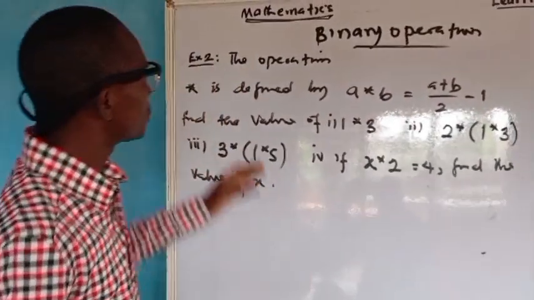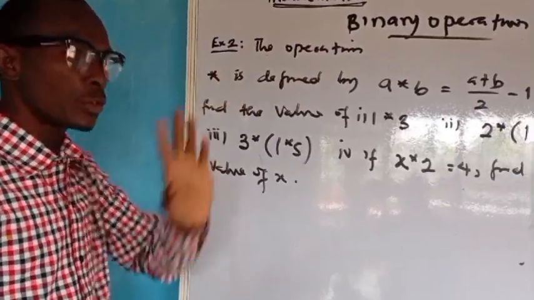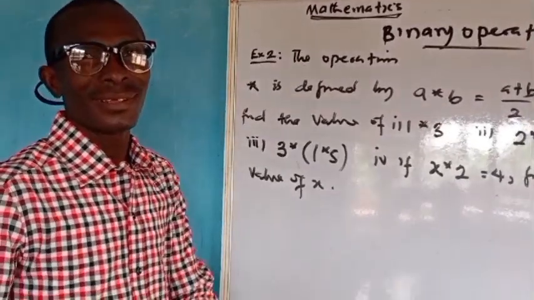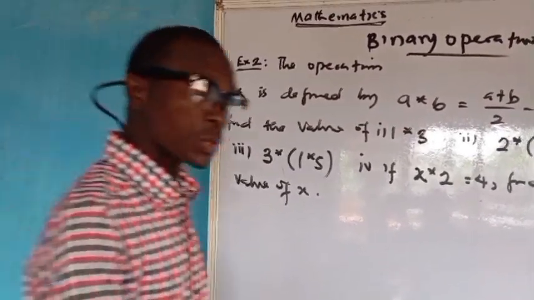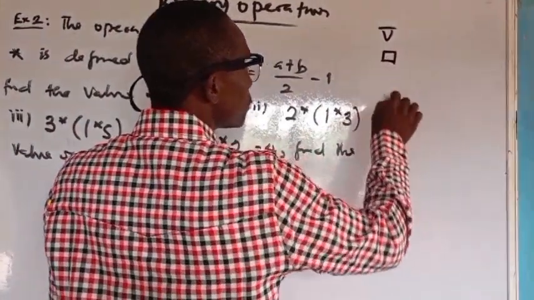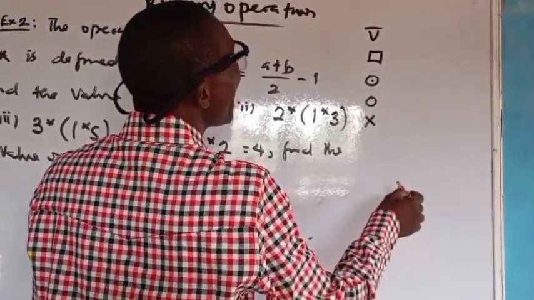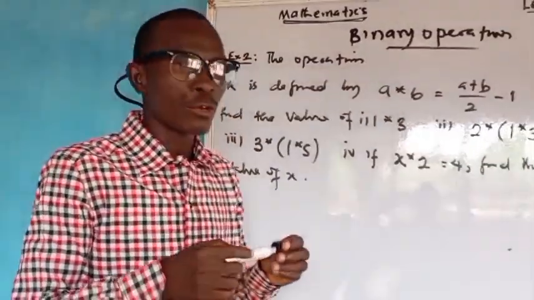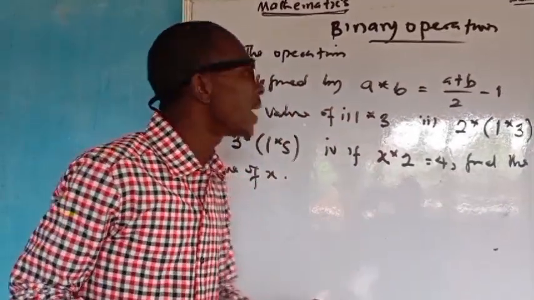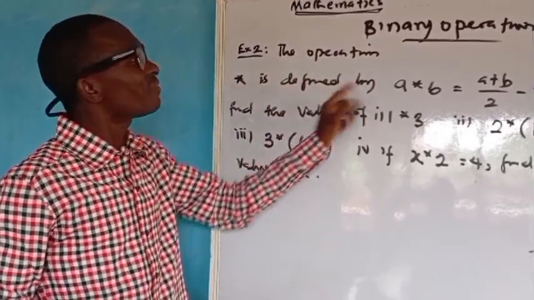Now, let's look at this example too. The operation asterisk, take note of this. Any symbol can be used as an operation. There are many other operations, not just asterisk. Symbols like this can be used. Any symbol can be used as an operation. So I just want you to understand that, when they say a given operation.